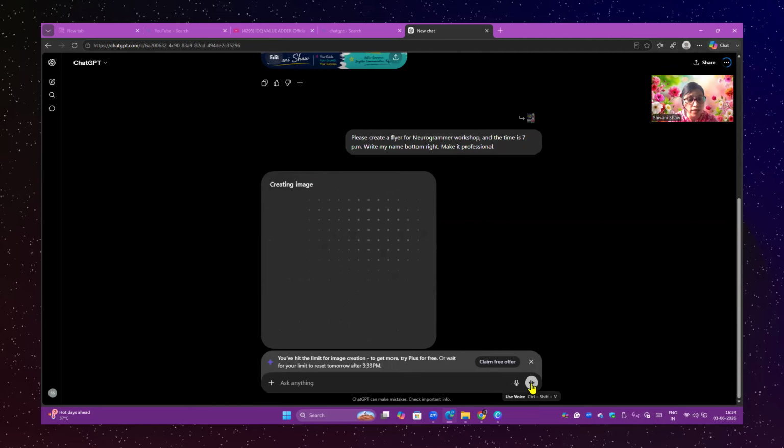You have hit the limit for image creation. To get more, try Plus for free or wait for your limit to reset tomorrow after 3 p.m. Yeah, actually, today I made flyers a lot. Maybe it gives you 5 to 6 flyers for free for one day. I think I have made more than five. So I hope this image will give us. So I think it's creating.